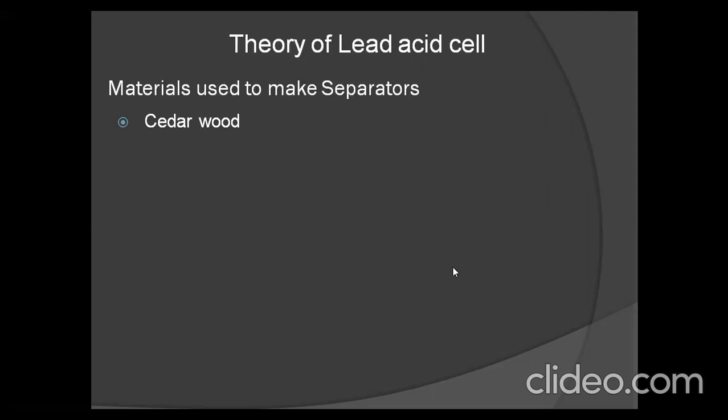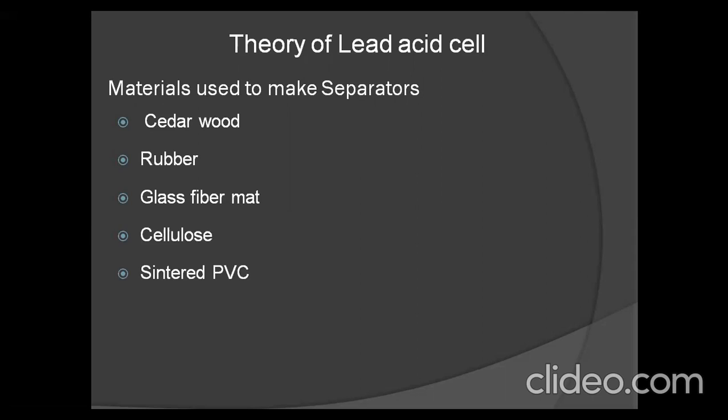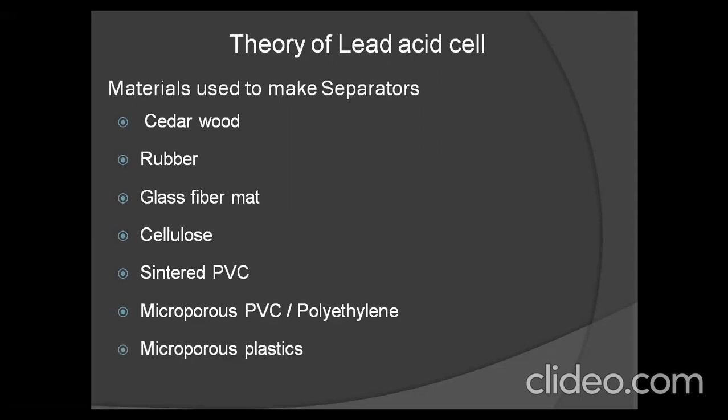Mainly the materials used to make separators: cedar wood, rubber, glass fiber mat, cellulose, sintered PVC, microporous PVC or polythene, microporous plastics.